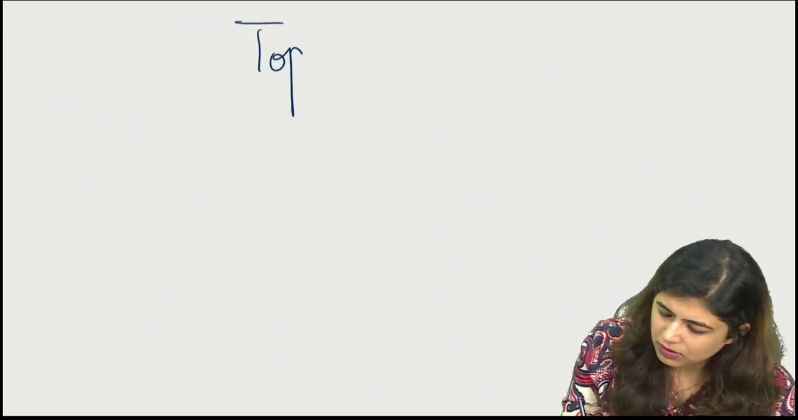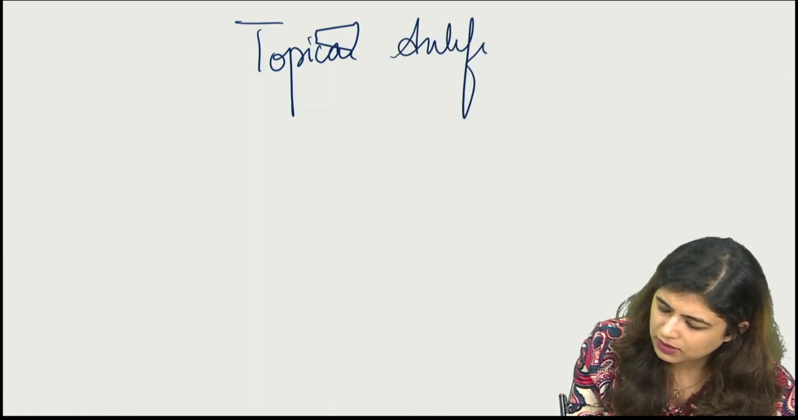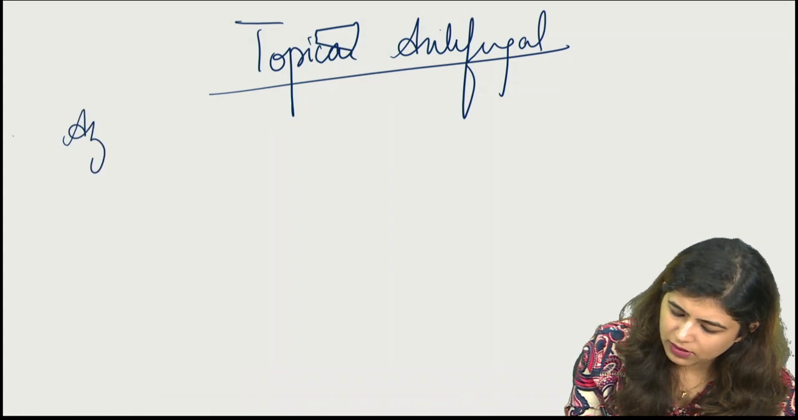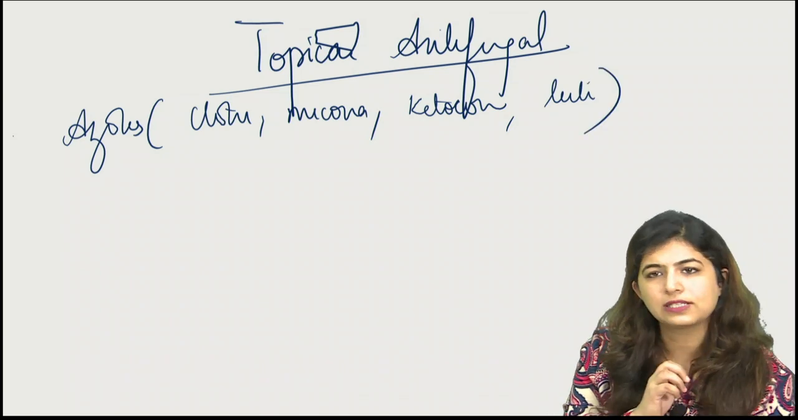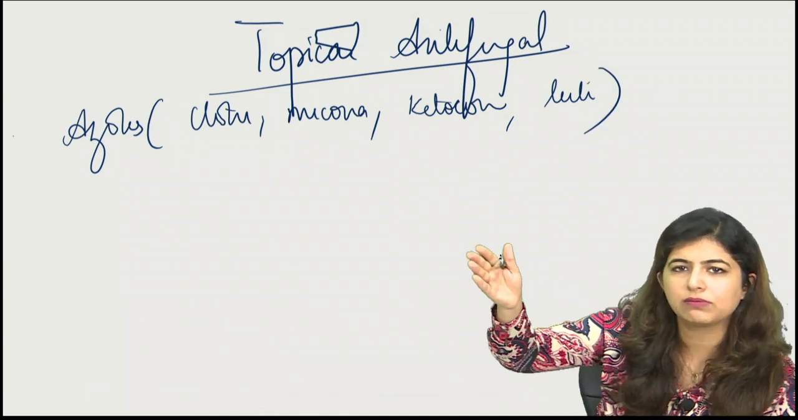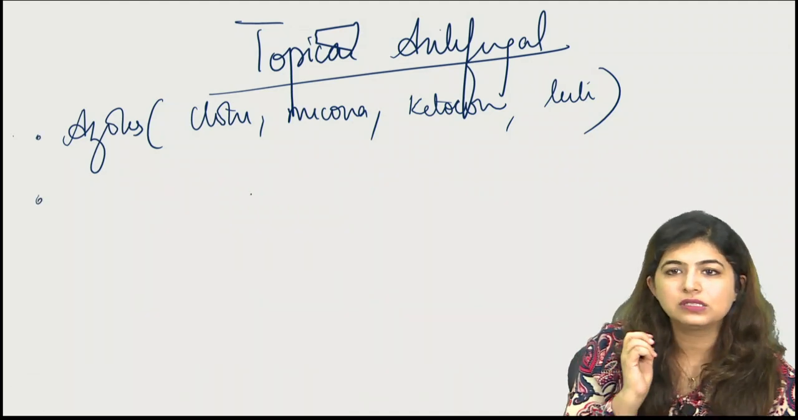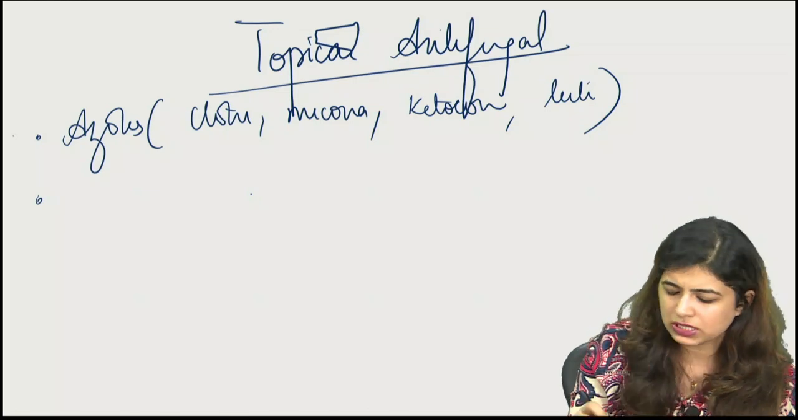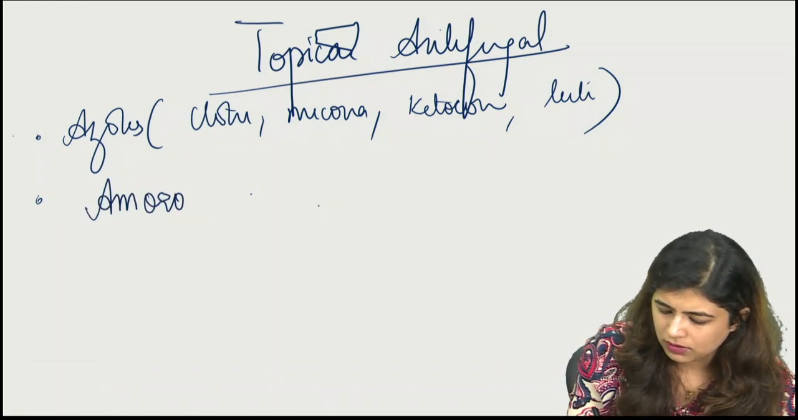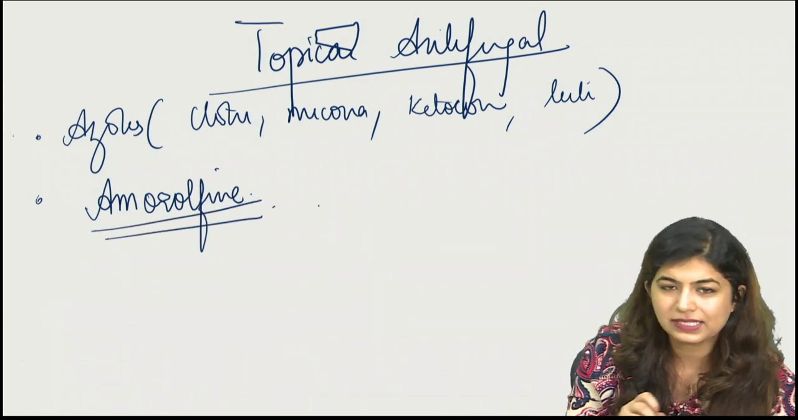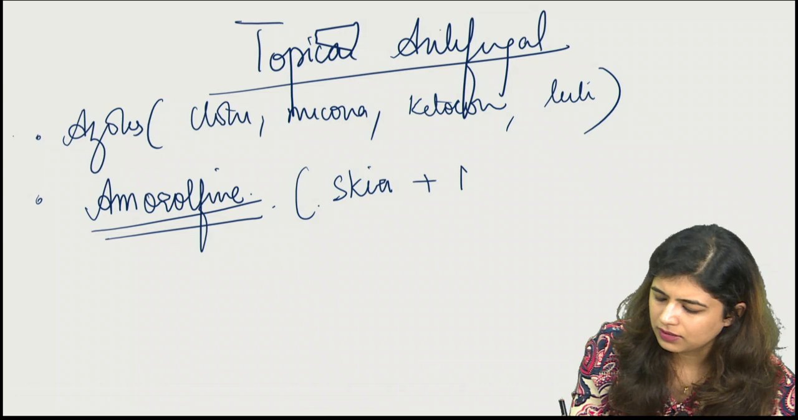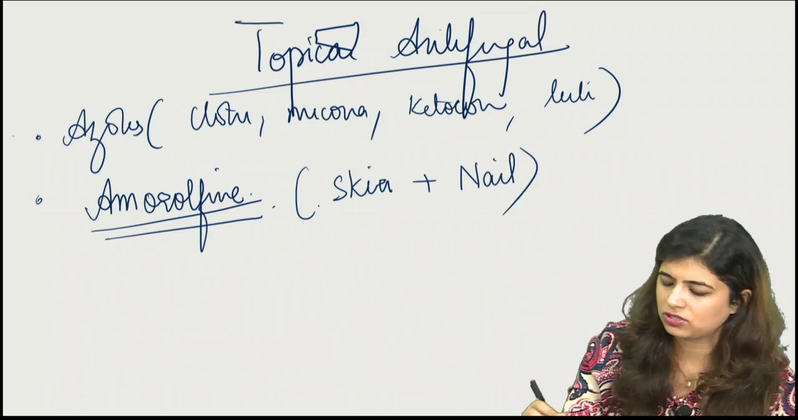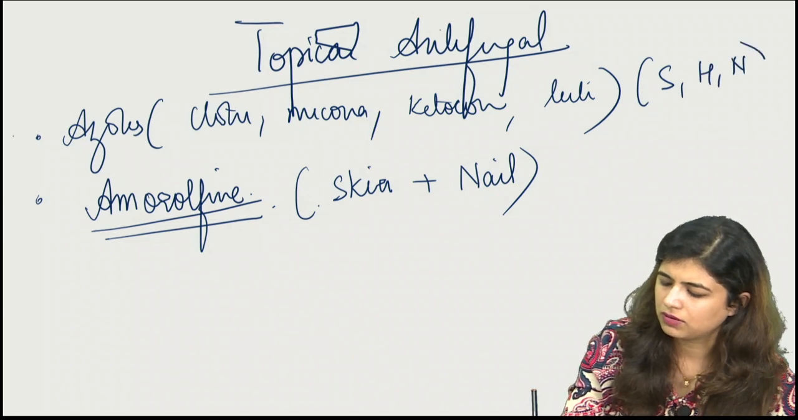Now some other topical antifungals that you need to remember. See, azoles are there. Clotrimazole, miconazole, ketoconazole, luliconazole. These are topical azoles. These are very easy because you know that if there is some azole, it's an antifungal. What is the difficult part here? The difficult part is to remember some agents which don't generally strike that easily. Amorolfine. This is a topical antifungal used for skin and nail fungal infections. Azoles are used for skin, hair, nail, all of these.